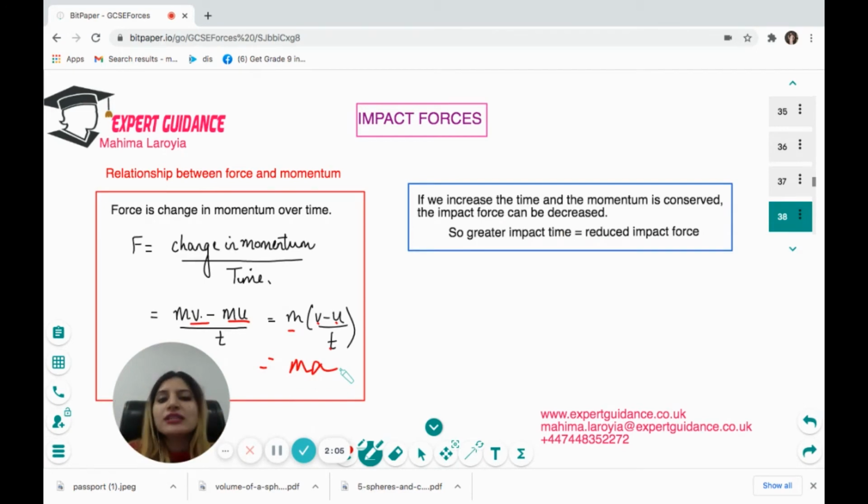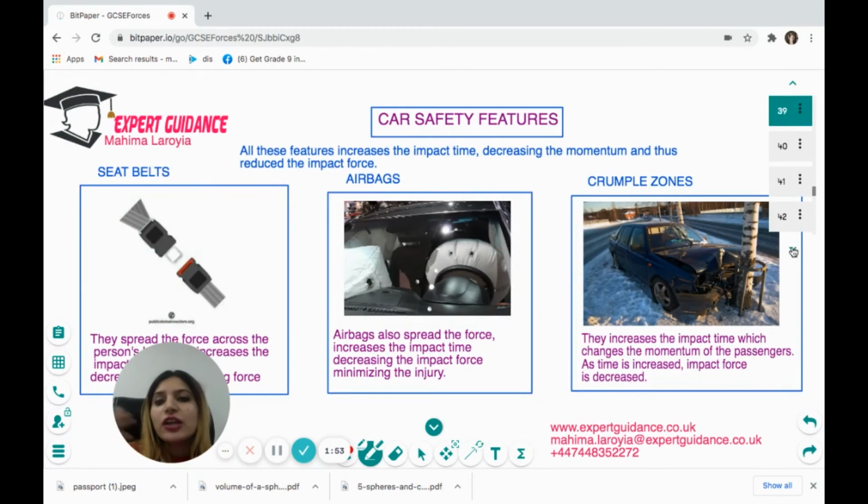Now, if we increase the time and the momentum is conserved, the impact force can be decreased. So greater impact time means a reduced impact force. This can be used in a lot of safety features. In car safety features, we have the seat belts, airbags, and crumple zone. All these features increase the impact time, and thus reduce the impact forces.